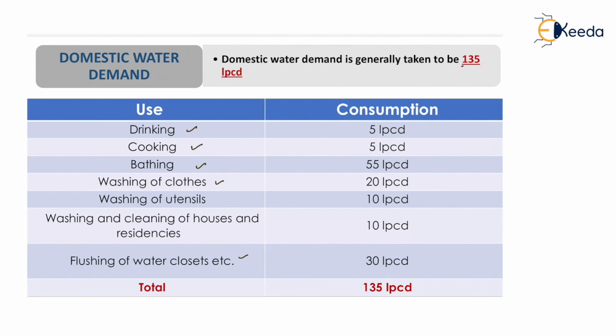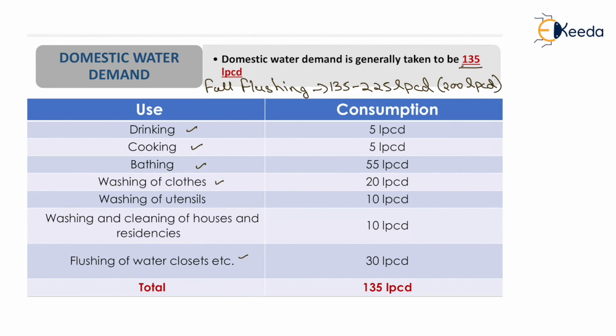Now, for higher income group or for full flushing system, it generally varies between 135 to 225 liter per capita per day. Normally taken to be 200 liter per capita per day. But as a civil engineer or as an environmental engineer, we will go for the worst scenario, that is for the economically weaker section. For economically weaker section, the domestic water demand is generally in the range of 135 liter per capita per day. So our domestic water demand is generally taken to be 135 liter per capita per day.